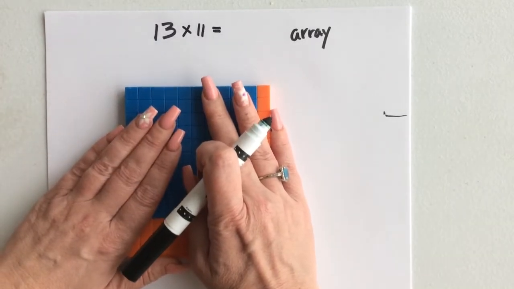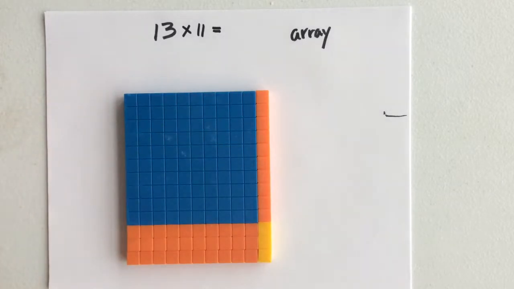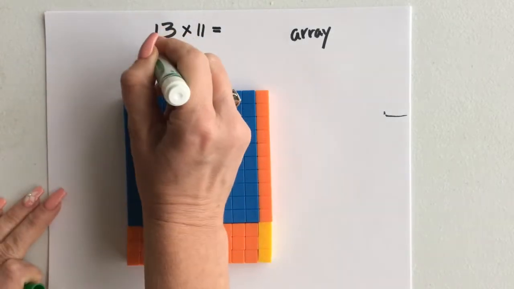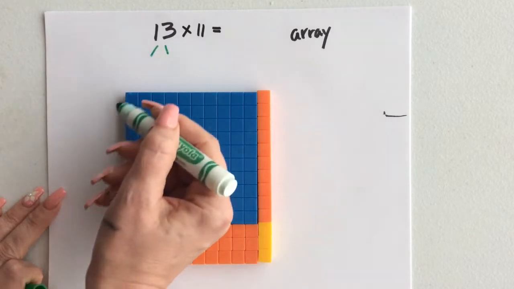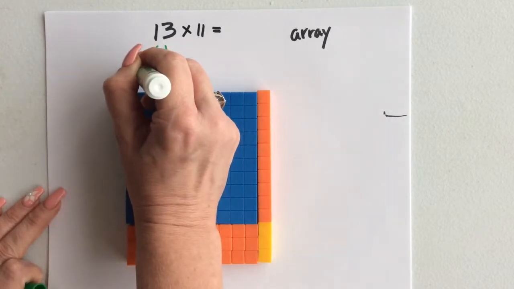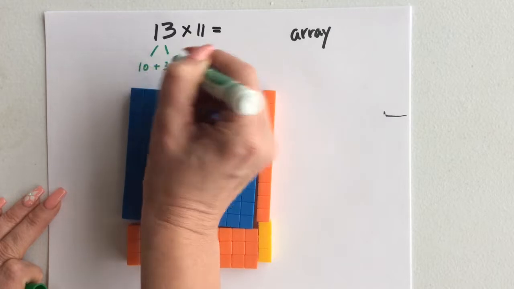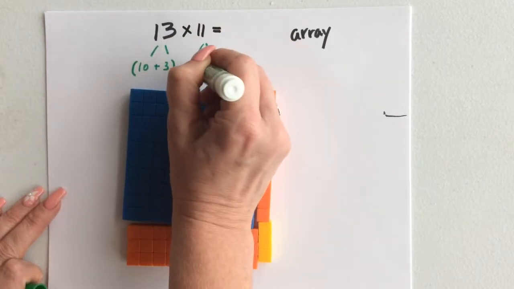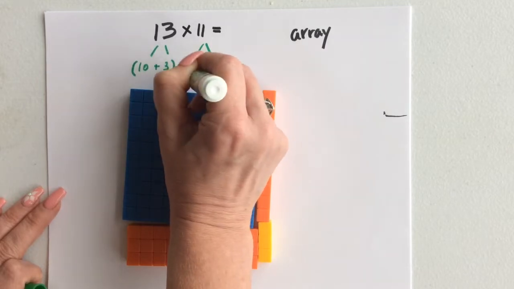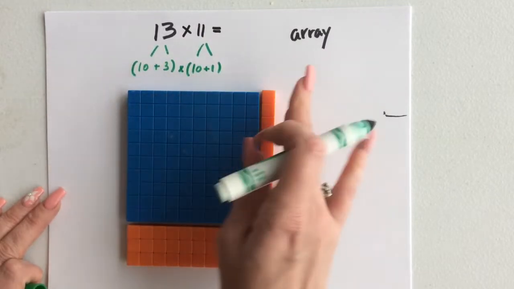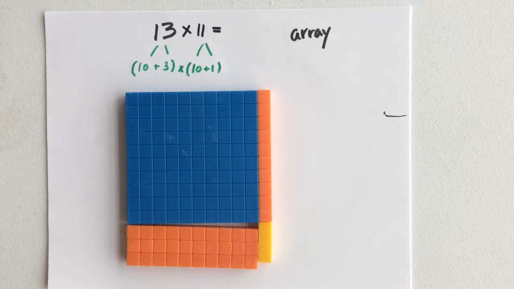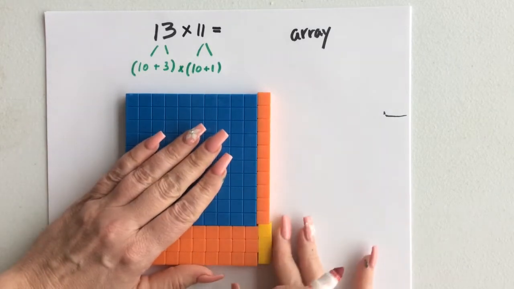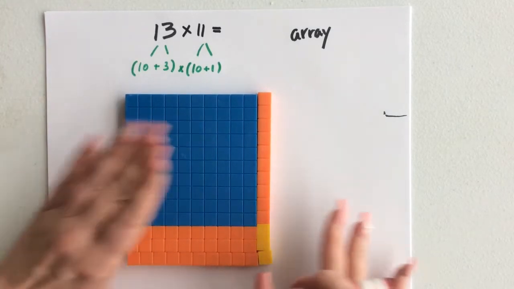So I'm going to slide this down. And the very first thing I did last time was I said, okay, 13, if I decompose it into tens and ones, I get 10 plus 3. And if I decompose 11, I have 10 plus 1. Because all I'm doing is decomposing down into my individual place values. So we also want to label everything.